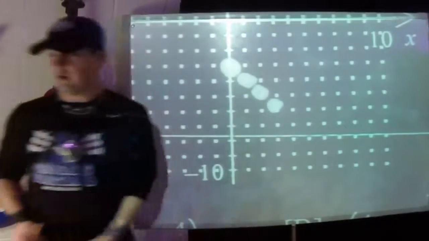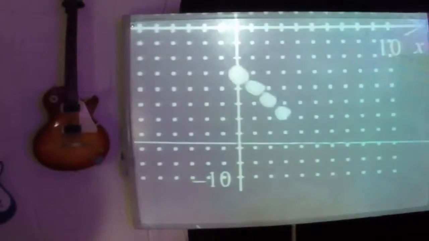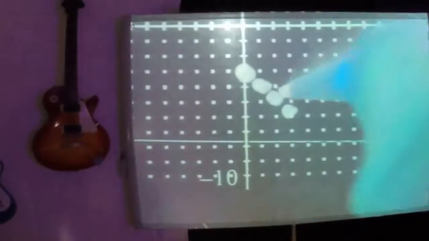It's going to go right here. Carefully get this line drawn.